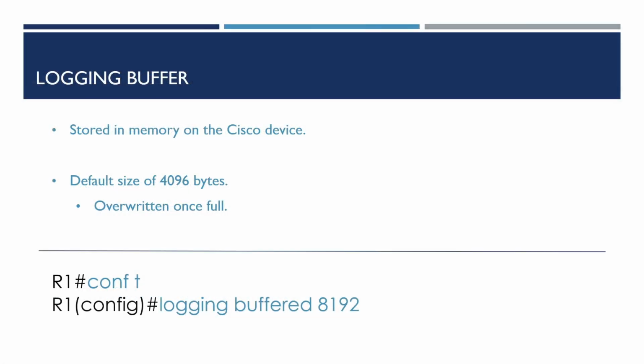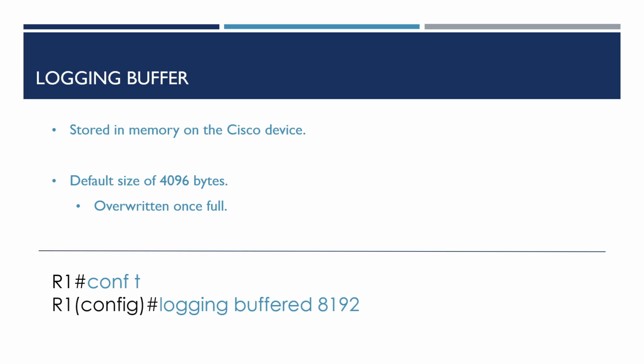Next up, logging buffer. What this allows us to do is store our Syslog messages within the memory on our device. By default, the size of memory allocated for Syslog messages is 4096 bytes, so it's recommended to increase the size of our buffer as Syslog messages are overwritten once full. Depending on the amount of events taking place on our device, this could mean that important Syslog messages are lost due to a lack of storage.